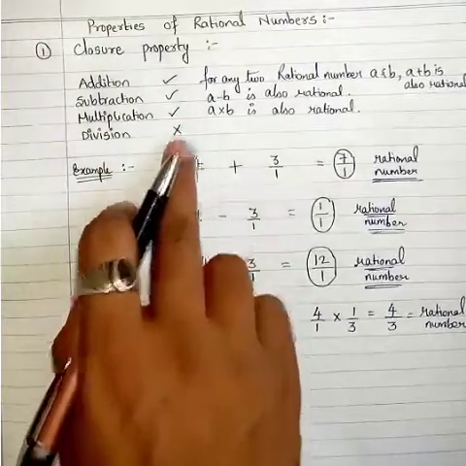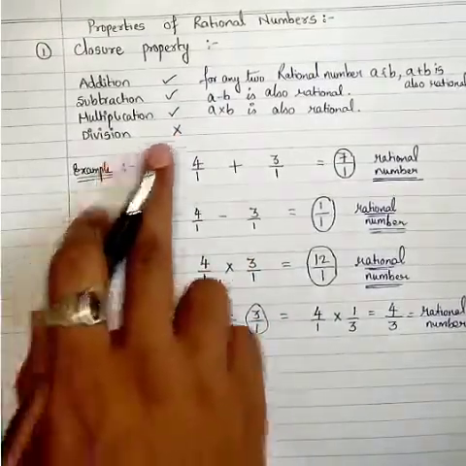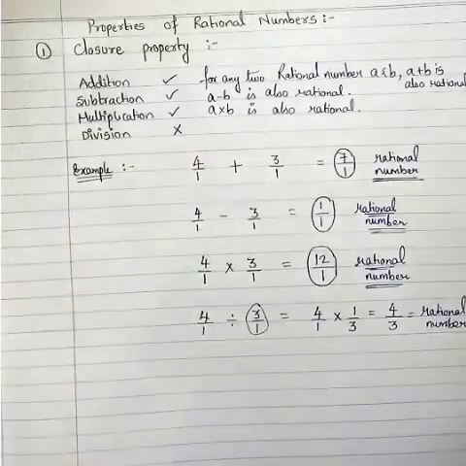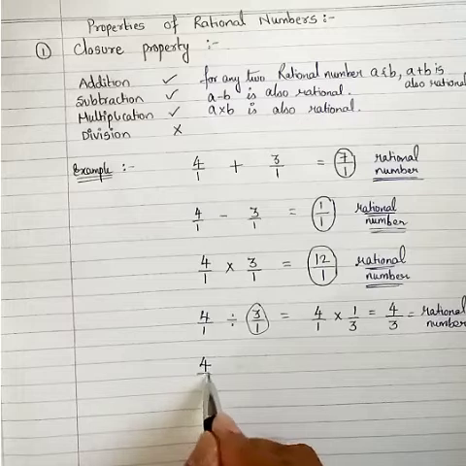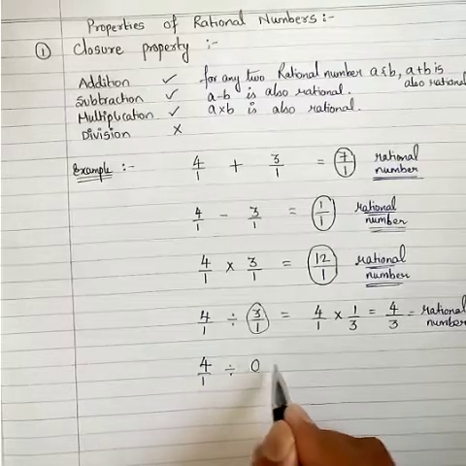So why have I put a cross mark over here? The division is not following the closure property. We will understand this by dividing a rational number 4 by 0.